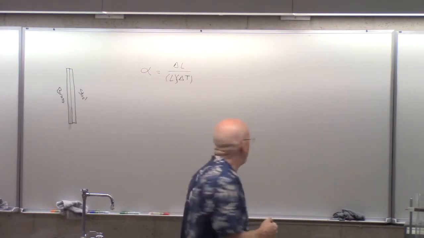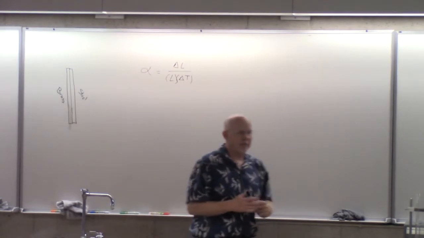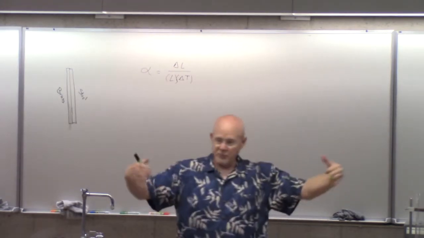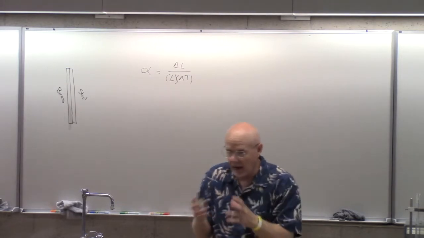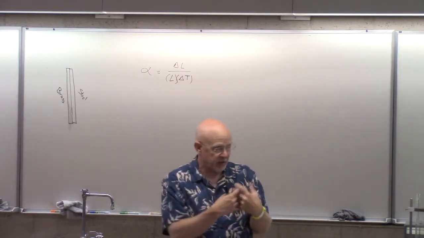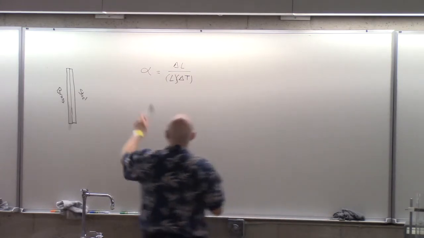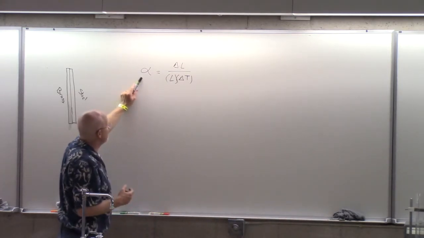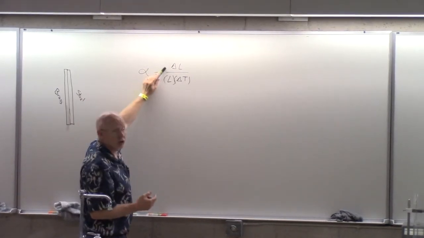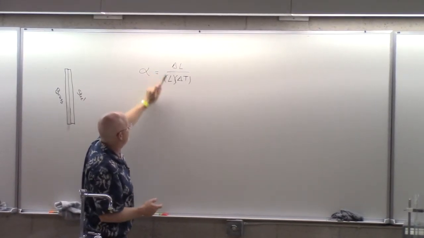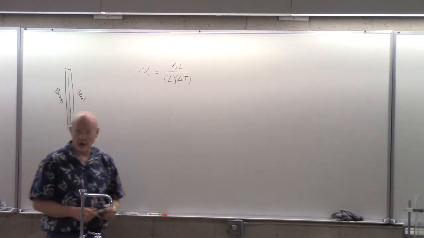The other thing I want to do is divide by the length of it, because again, if one rod grows more than the other just because it's longer, that's not part of the material. I want to factor that one out, so I want to divide by that. So I like this because here's what this is telling me. This coefficient right here is telling me how much does it grow per meter for each degree.